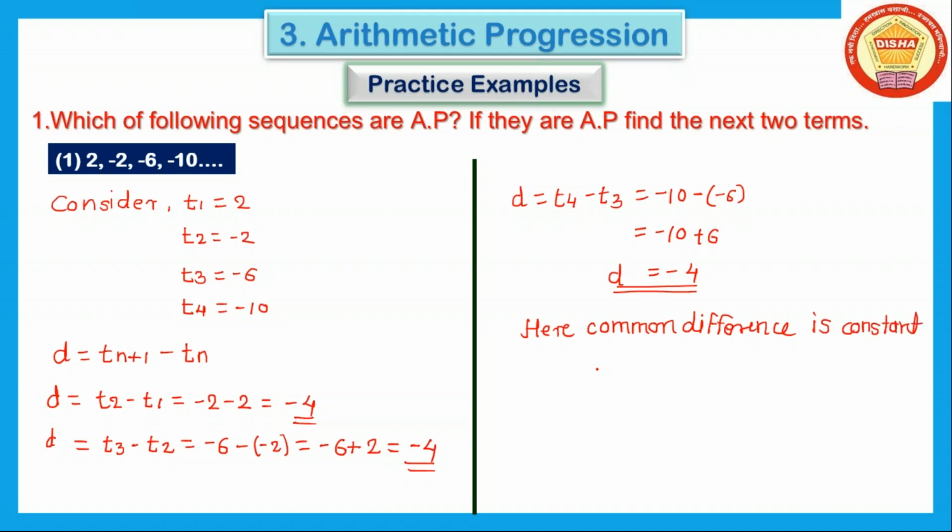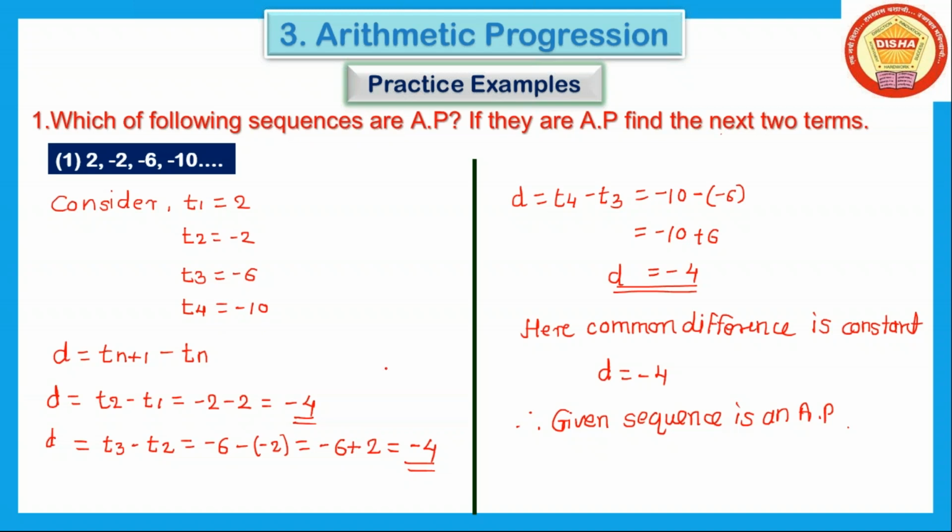Is constant means d is equal to -4. Therefore, given sequence is an AP. Okay. Then what is next question? That is find next two terms.